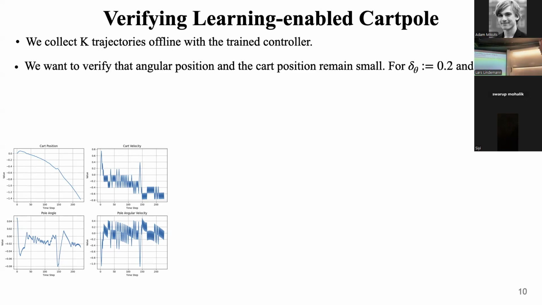But what we want to do here is verify that the angular position and the cart position are small for some time. Okay, so we're fixing these tolerances: the angular position of 0.2 and the cart position of 4.5. What we want to verify is that for some time, I think this was 240 time steps or so, the angular errors and the position errors are bounded by these tolerances, okay?